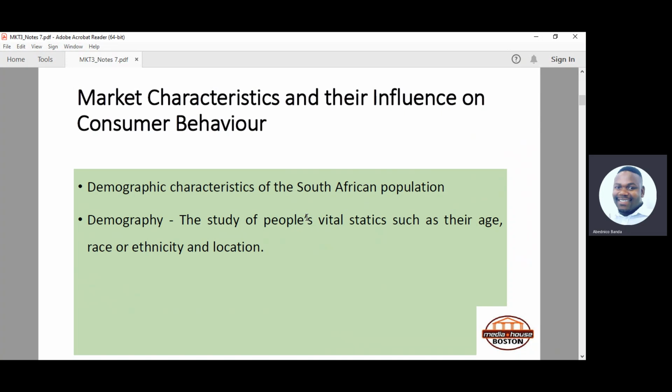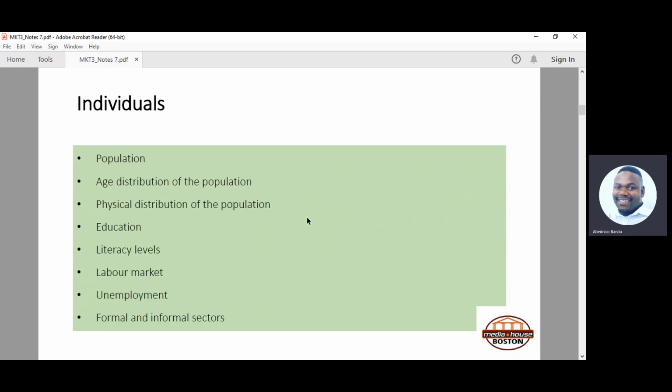You need to know about their characteristics. You need to know about their behavior. You need to know when and how they serve mealie meal. Then we split it and start with individuals. So here we look at population.